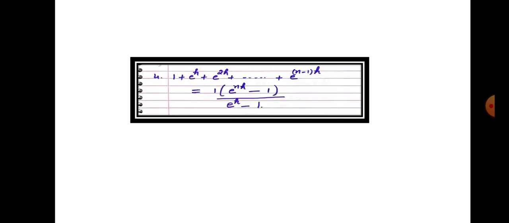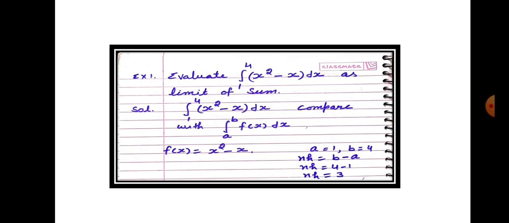Fourth one, 1 plus e raised to power h plus e raised to power 2h and so on up to e raised to power (n minus 1)h is equal to, that is a geometric series, (e raised to power nh minus 1) divided by (e raised to power h minus 1).